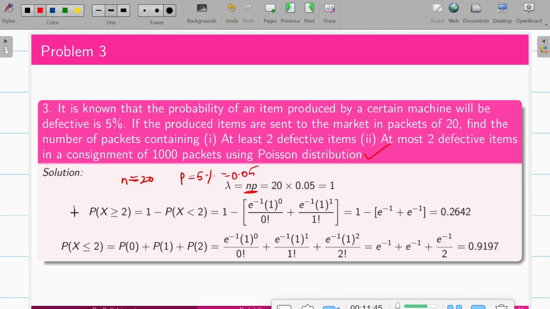So first one, at least 2 defective, in the sense that P of x greater than or equal to 2. So I can write it as 1 minus P of x less than 2. So less than 2 will be the choice of x is equal to 0, x is equal to 1. So substitute x value in the general formula of P of x. What is your P of x? Here it is e power minus lambda, lambda power x upon x factorial. Similarly, for this part, finding at most 2 defective, so less than or equal to 2, it is P0, P1, P2. Substitute in the formula and finally we will compute the answer.